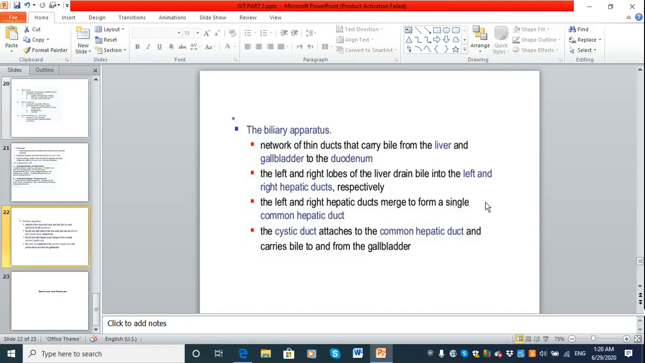In general, the biliary apparatus is a network of ducts that carry bile from the liver and gallbladder to the duodenum. The left and right lobes of the liver carry bile into the left and right hepatic ducts respectively. The left and right hepatic ducts merge to form a single hepatic duct, and the cystic duct attaches to the common hepatic duct and carries bile to and from the gallbladder.